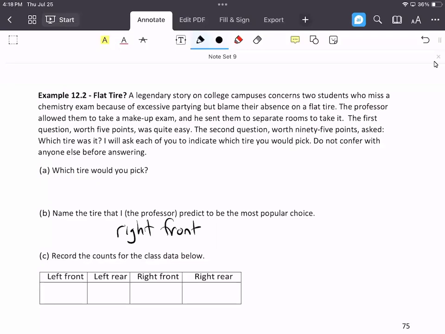If we were in class live, I would actually do this live with the numbers from class, but I'm going to use counts from a past class. So when I asked the class to raise their hands for each of these, 18 people said left front. It was a class of 60 total. Only 6 people said left rear. 25 said right front, and 11 said right rear. Okay.